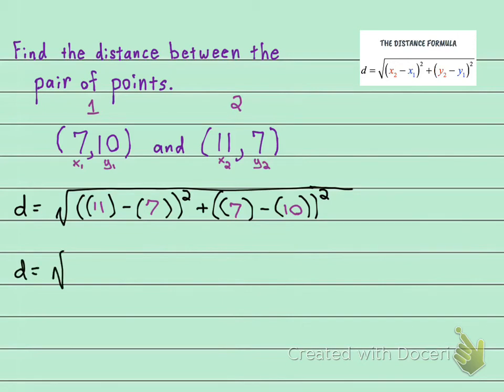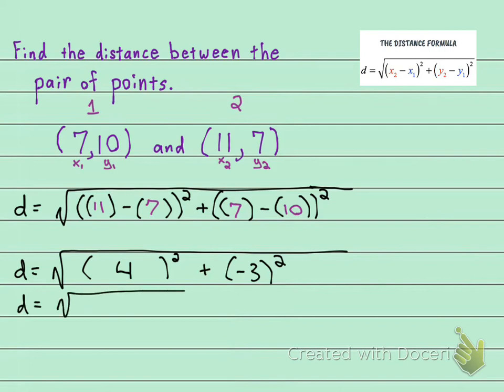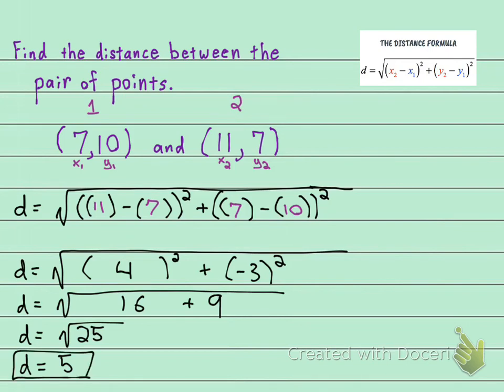The distance equals the square root of 11 minus 7 is 4 squared, plus 7 minus 10 is negative 3 squared. So 4 squared is 16, plus negative 3 squared, in parentheses, negative times negative is positive 9. The distance is the square root of 16 plus 9 is 25. And we know that the square root of 25 is 5. So that's pretty nice. The distance between these 2 points is a nice integer here.